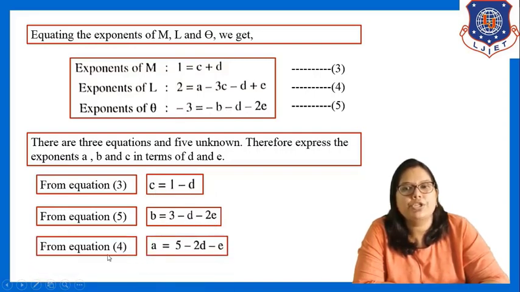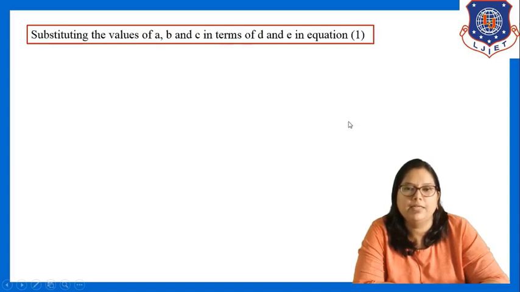And from equation 4, put c is equal to 1 minus d here. Put b value here. So when you solve, you get a is equal to 5 minus 2d minus e. So now I have converted a, b and c in terms of d and e by using 3 equations, 3, 4 and 5. Fine.